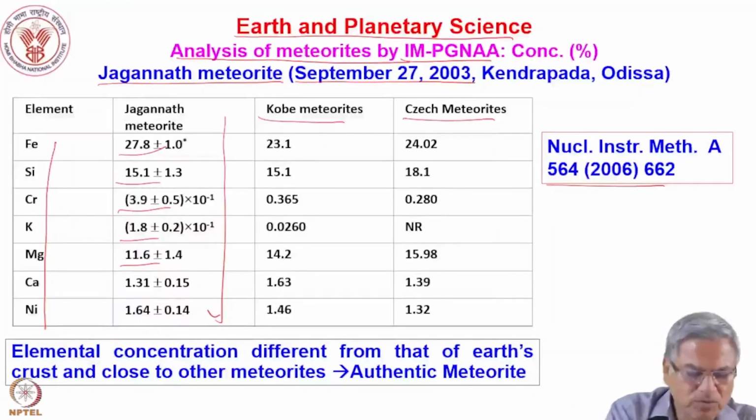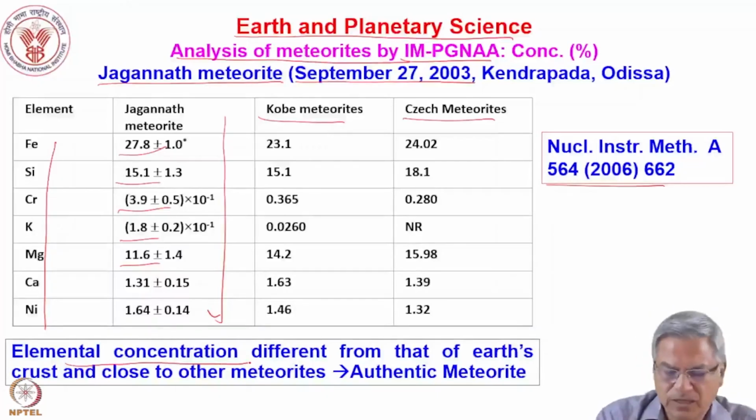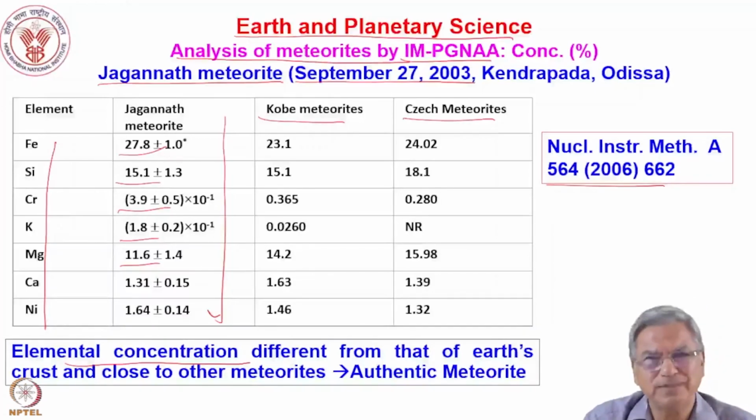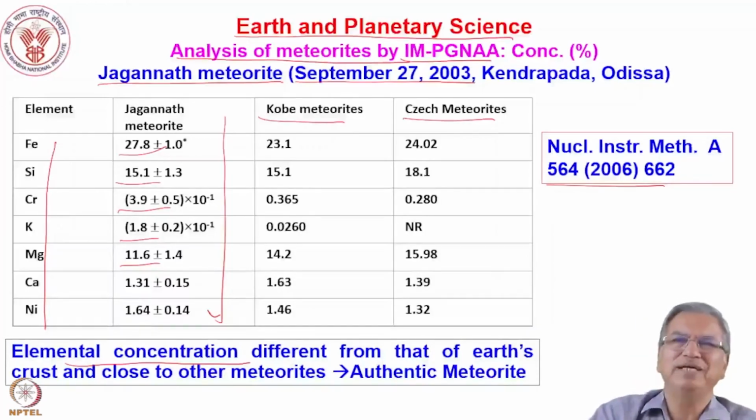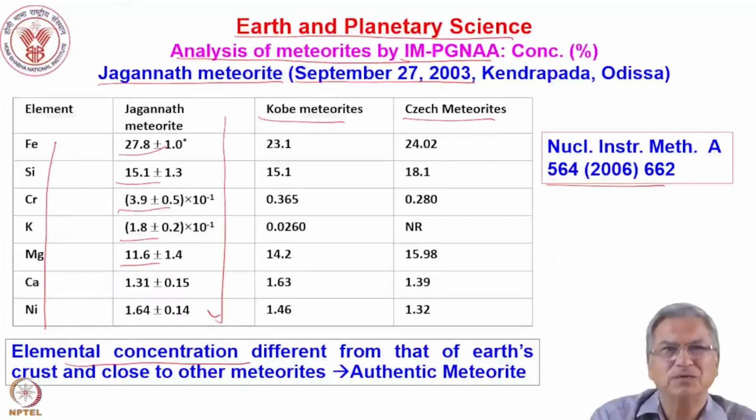So what was found was that the elemental concentration of this meteorite was different from that of the Earth's crust, and it was found to be close to these other meteorites. So essentially, they wanted to confirm, first of all, that it is an authentic meteorite. Somebody may take a rock and say, this is the meteorite. Sometimes people may do business also. They just sell it, saying it is from another planet.